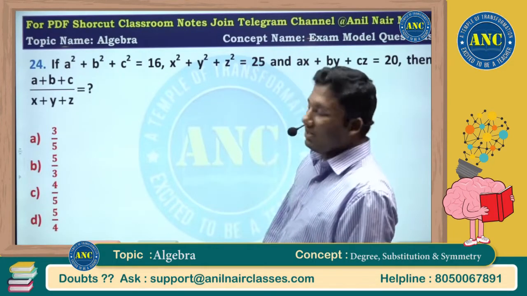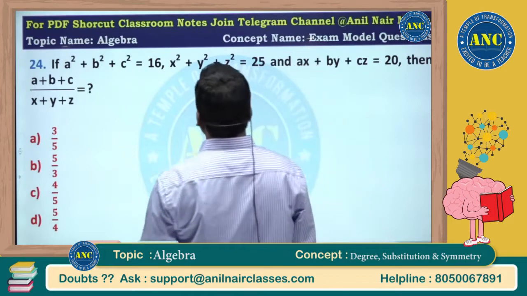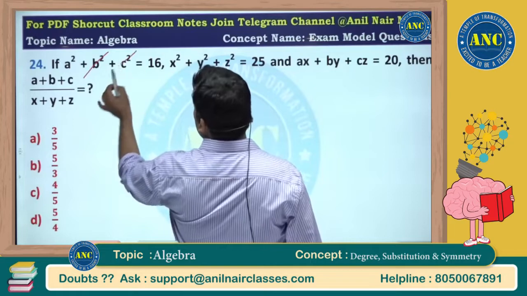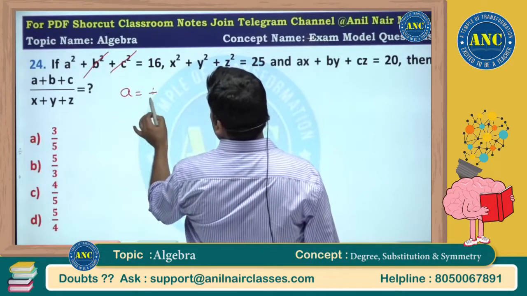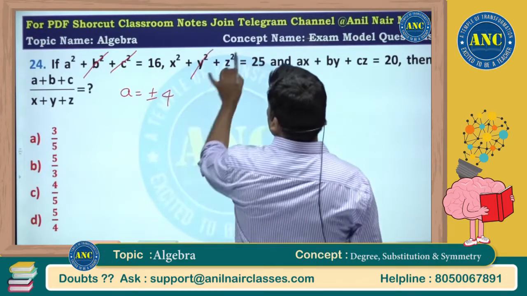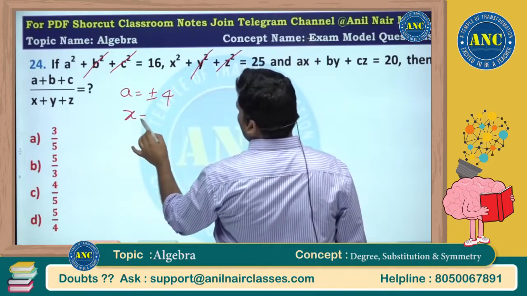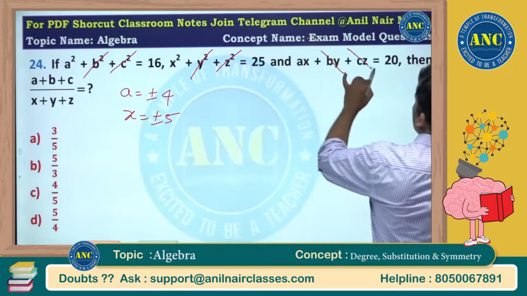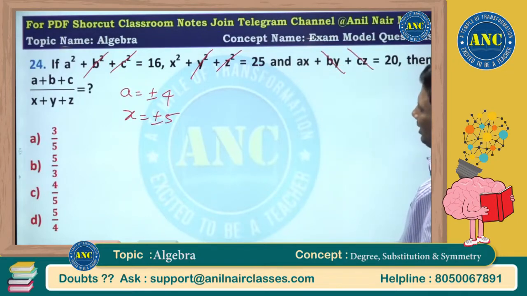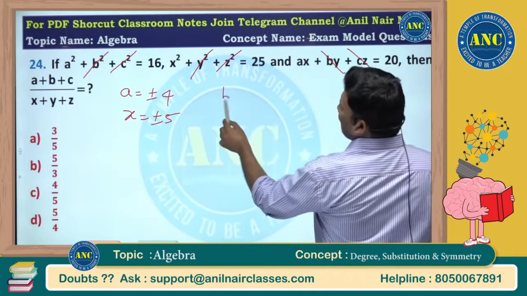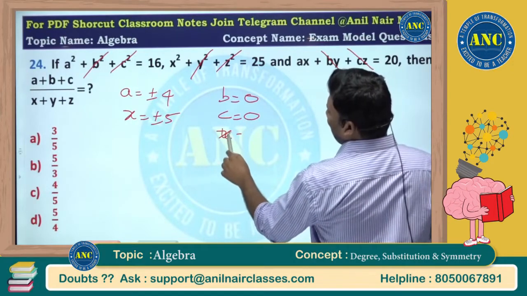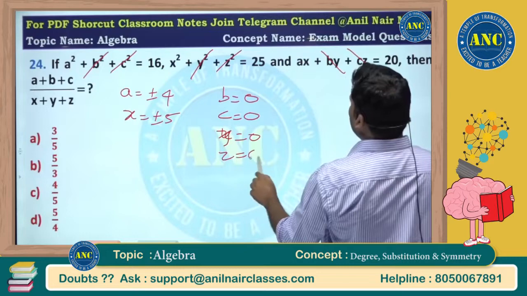a square plus b square plus c square is 16, and x square plus y square plus z square is 25. If I make b 0, c 0, a will be plus or minus 4. Y 0, z 0, x will be plus or minus 5. What I did: b 0, c 0, y 0, and z 0.